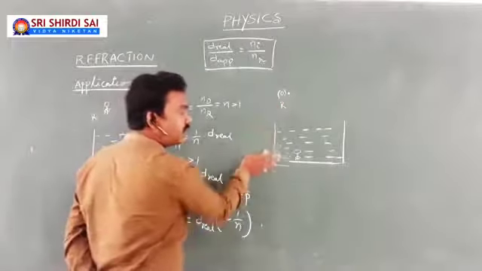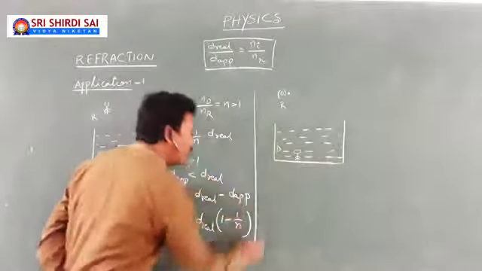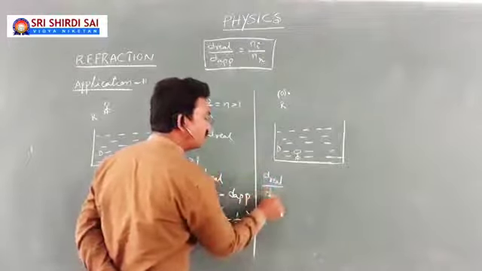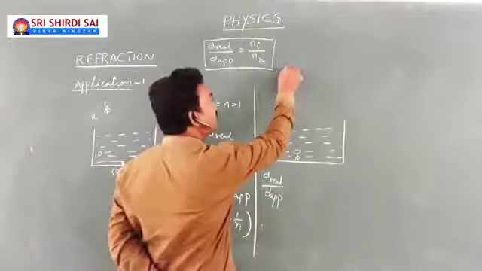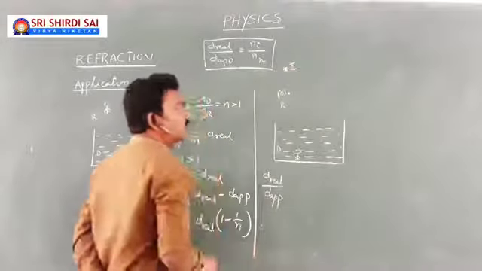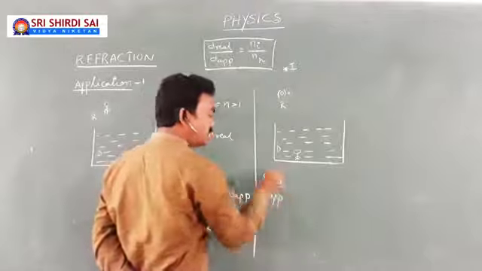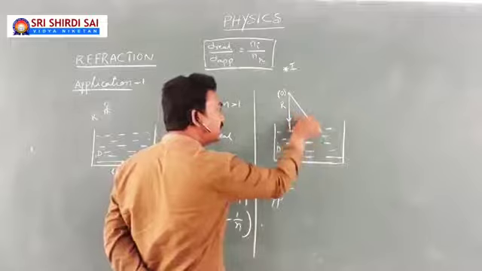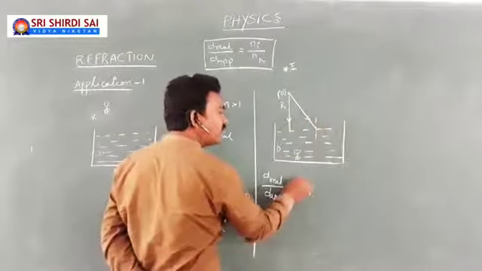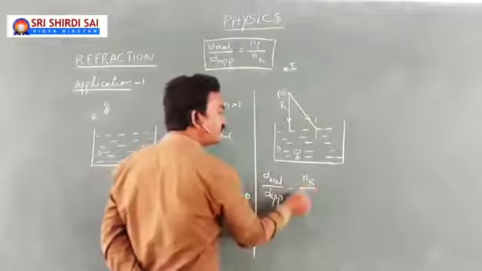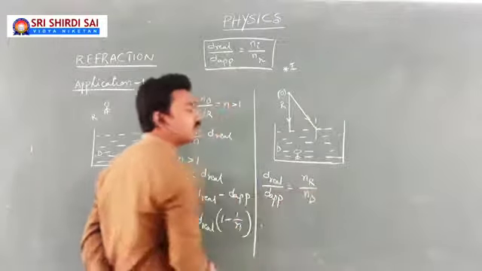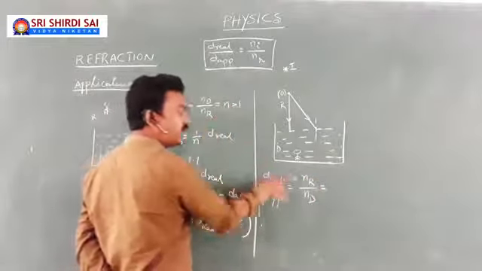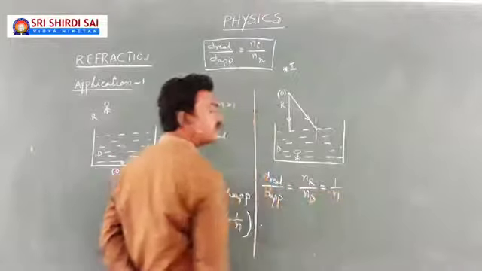Object in rarer medium, observer in denser medium. Then your mathematical analysis: the ratio of real distance to the apparent distance. Because you know here is the image, here is the image away from the interface. So the ratio of real distance to the apparent distance equals the refractive index of the medium in which light incidents. In which medium does light incident in this case? Rarer medium. By the refractive index of the medium into which light refracts. Which is equal to, you know, Nd by Nr equal to N. But here it is Nr by Nd, which is 1 by N.